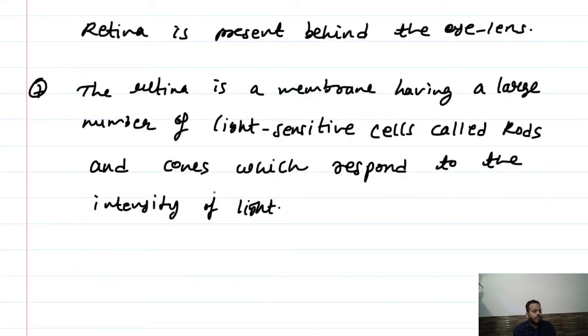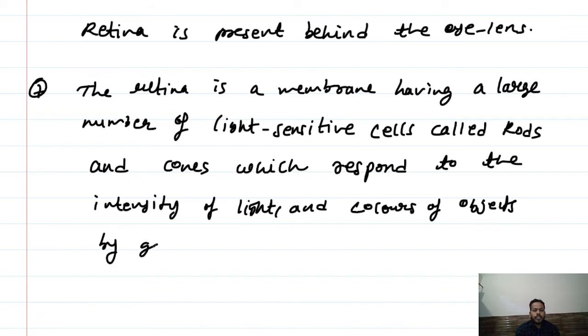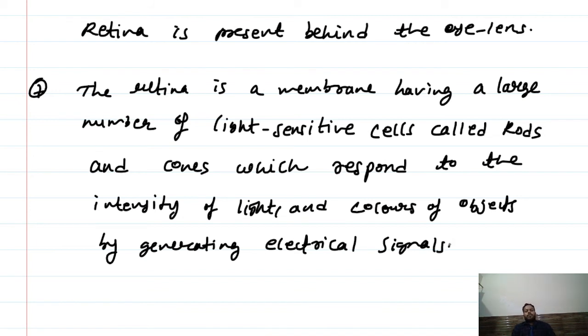and colors of objects by generating electrical signals. So again this point is very very important. What I said in this point, let me explain. The retina is a membrane having a large number of light sensitive cells.